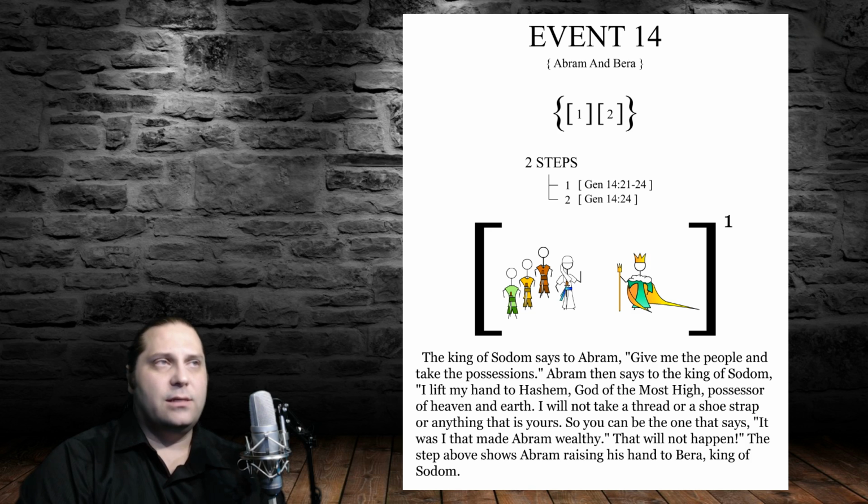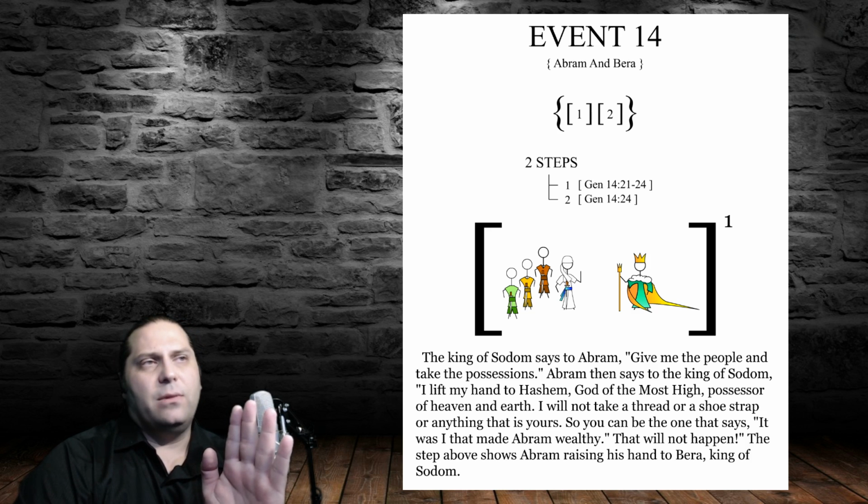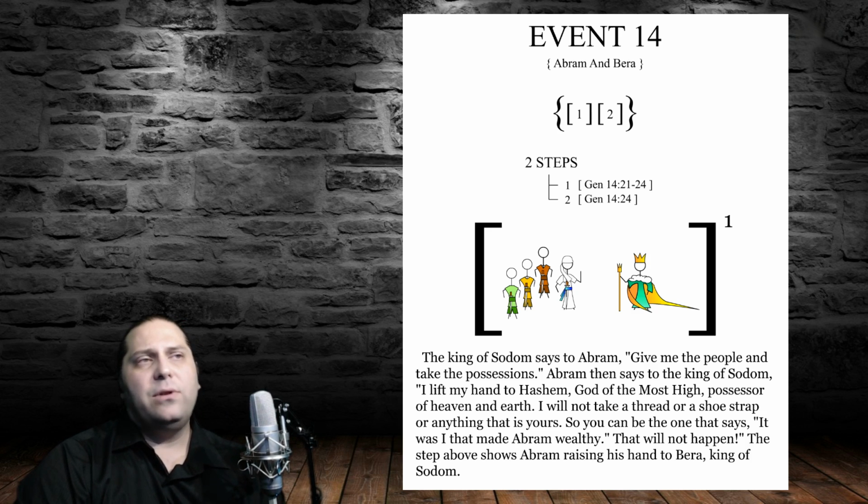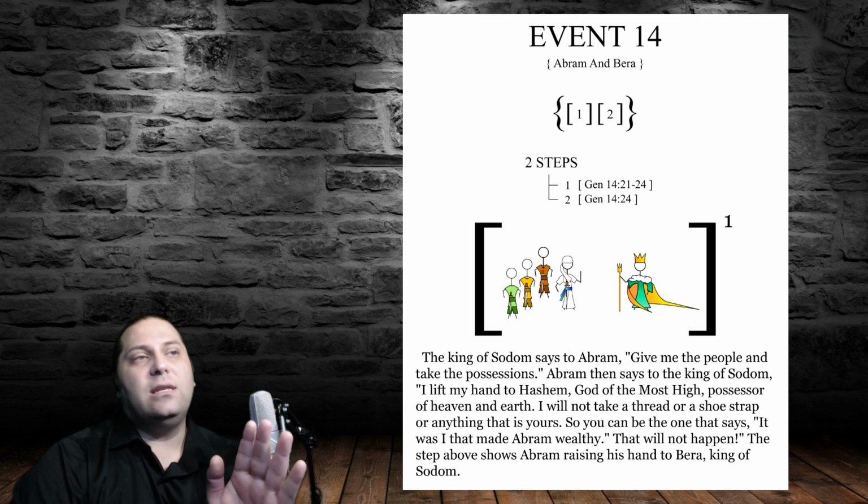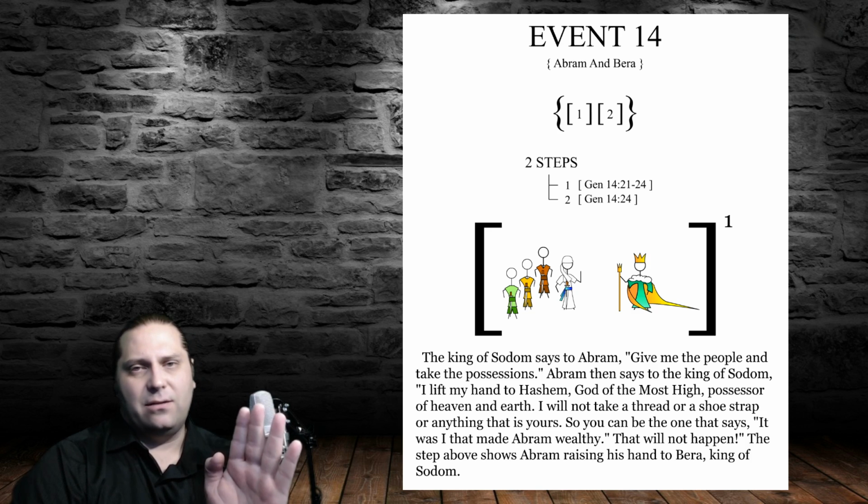Step 1 reads, "The king of Sodom says to Abram, 'Give me the people and take the possessions.' Abram then says to the king of Sodom, 'I lift my hand to Hashem, God of the Most High, possessor of heaven and earth. I will not take a thread or a shoe strap or anything that is yours. So you can be the one that says, it was I that made Abram wealthy.' That will not happen." The step above shows Abram raising his hand to Bera, king of Sodom.